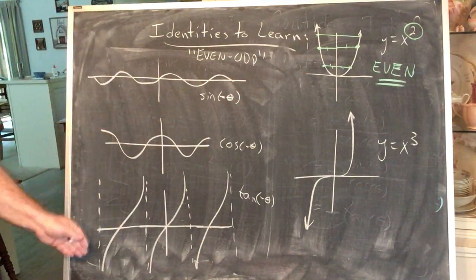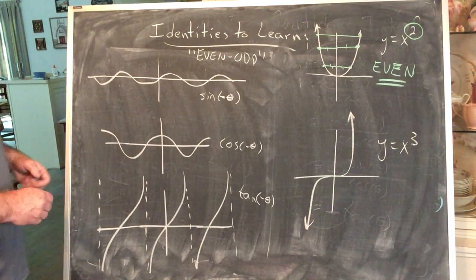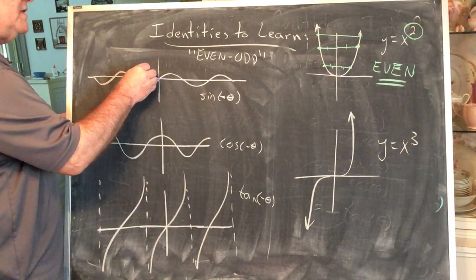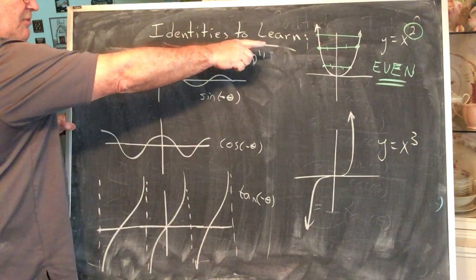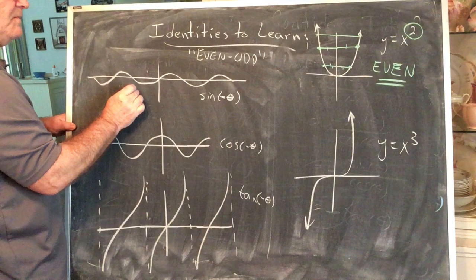One of these functions has that property. Well, if I choose a point on the sine curve and go to the y-axis and go the same distance, I'm not back on the sine curve. Sine does not have that property. It is not the reflection of itself across the y-axis.